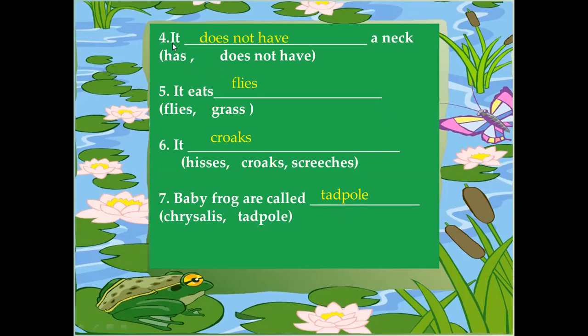Understood? Now have a look. Frog does not have a neck. It eats flies. It croaks. Baby frog are called tadpole. Okay?